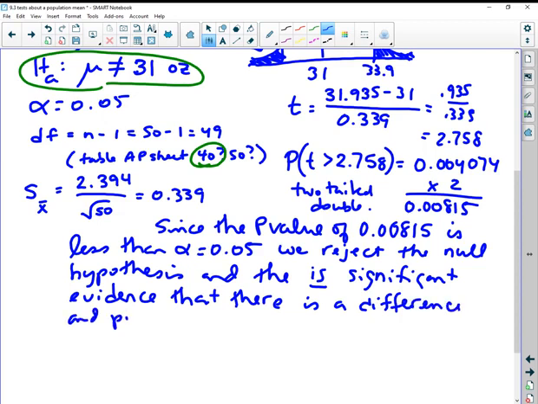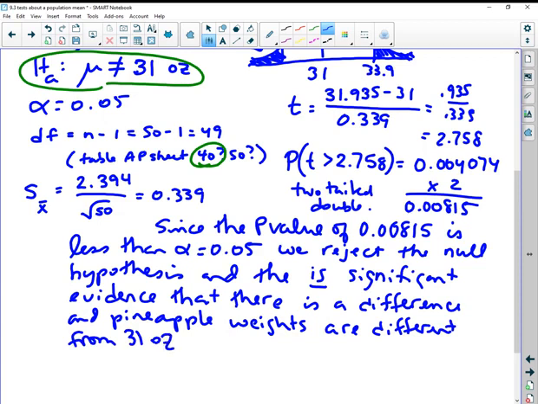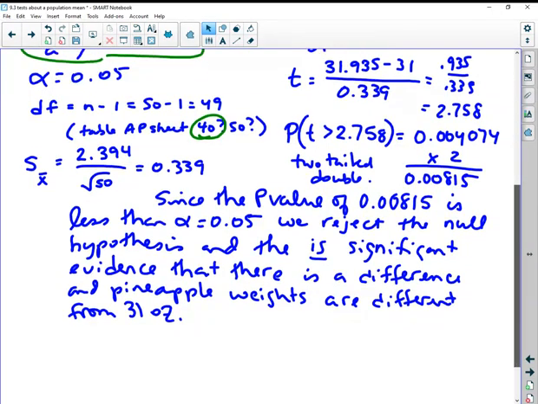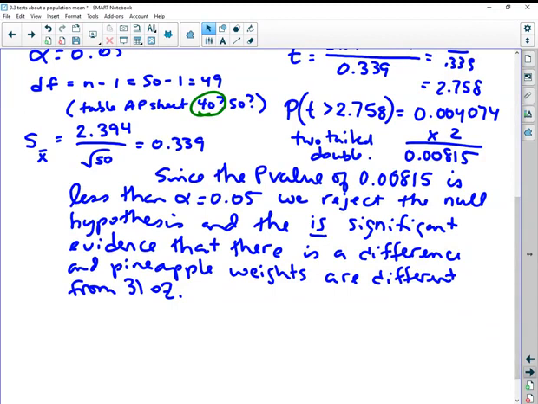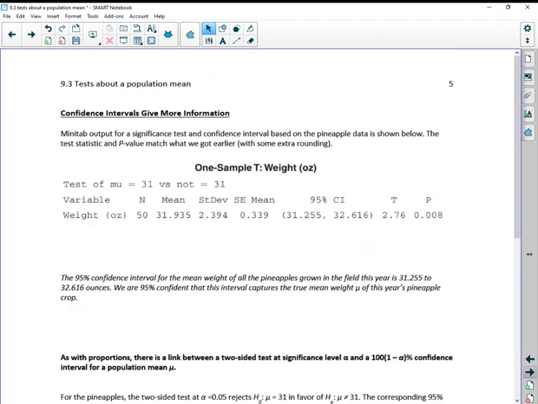and the pineapple weights have changed. They are different from 31 ounces. And I mean, I'm not an English teacher, so maybe you can make that sentence sound a little better. Okay, so that was the test. And so we're thinking, okay, we've done something, it's made a change, and our pineapples are now different from what they were before. That could be interesting for us to do if we want to change our production.